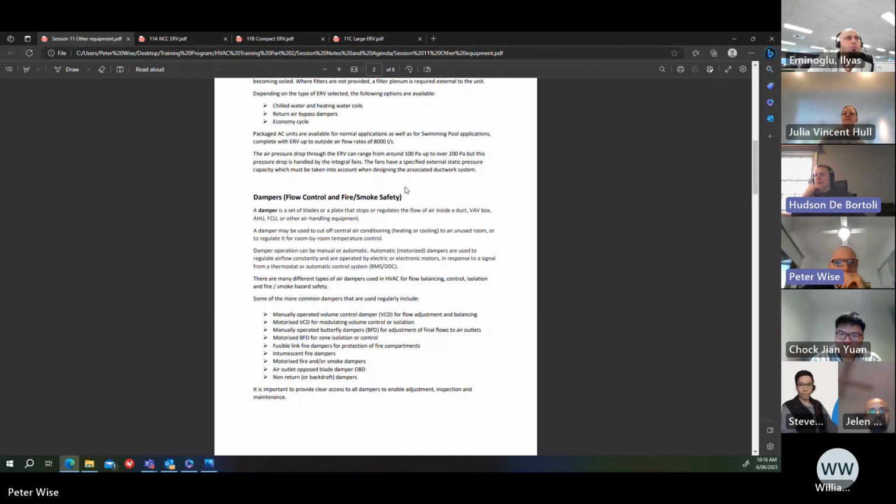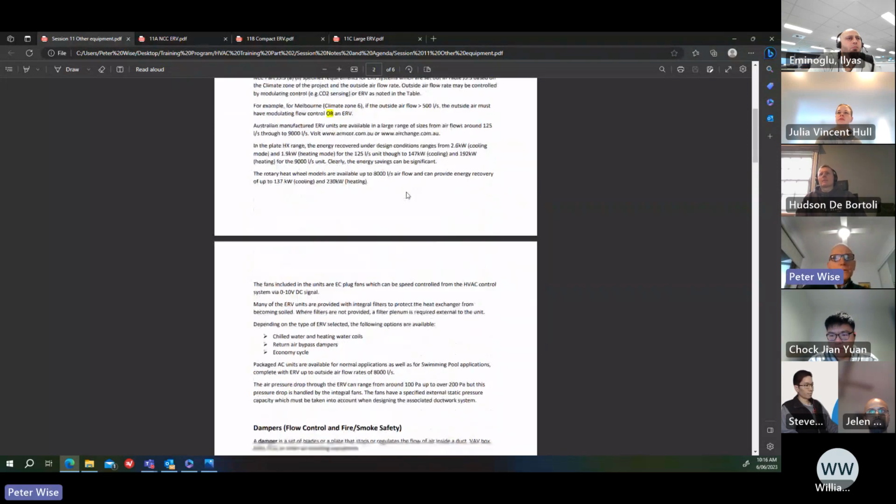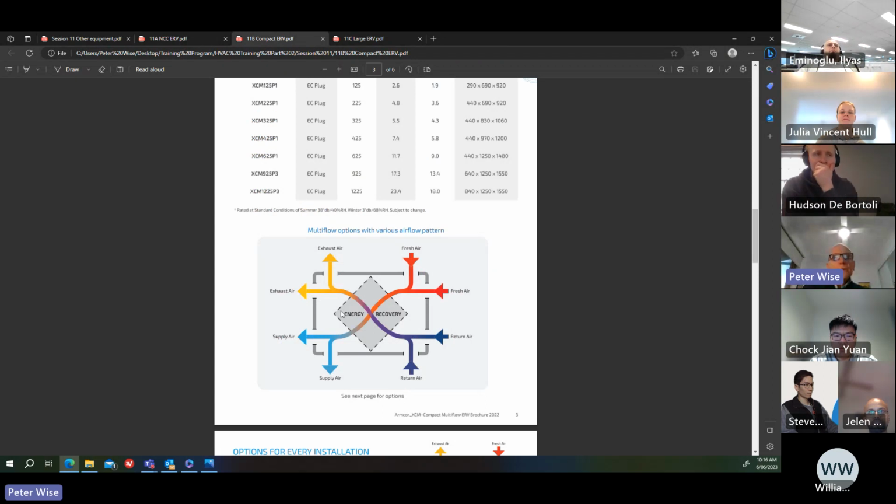Peter, quick question. Can you explain the difference between the plate type and the rotary heat wheel heat exchange? Yeah. So a plate type is basically a series of sheets, if you like, placed one on top of the other, and I'll go back to that. If you can imagine this dotted square here that says energy recovery, that's a series of plates laid one on top of the other. Fortunately, you can't. Well, you can probably see it on this diagram.